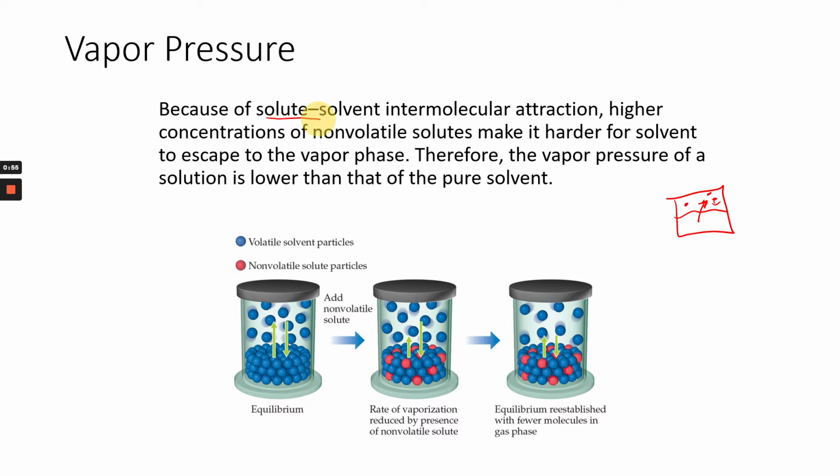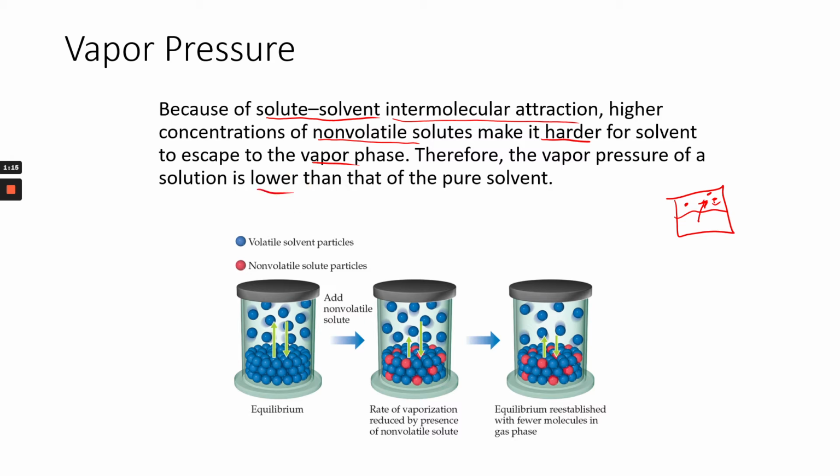Because of your solute and solvent interactions, or your intermolecular force attractions, a higher concentration of your non-volatile solute will make it harder for your solvent to evaporate or vaporize. So it makes it harder to vaporize. Because of that, it actually lowers the vapor pressure.